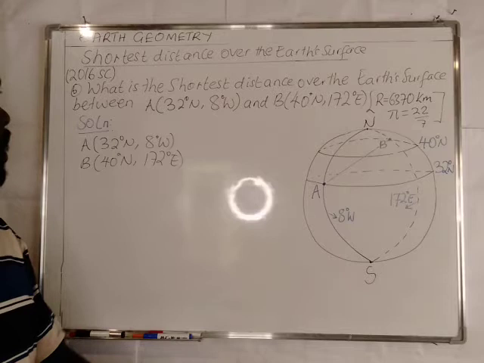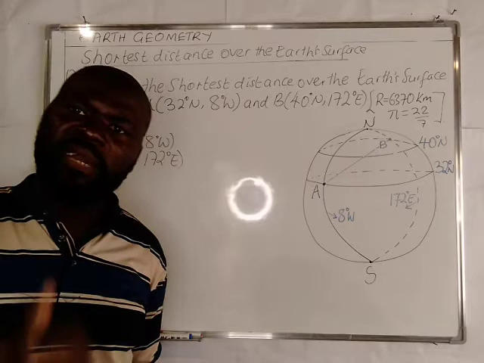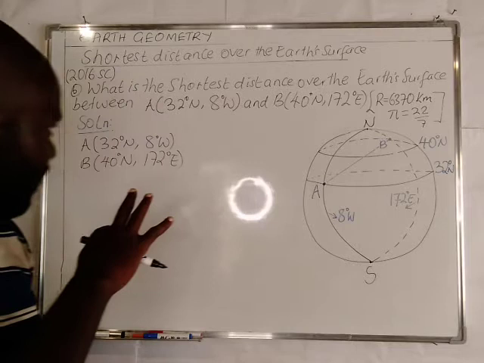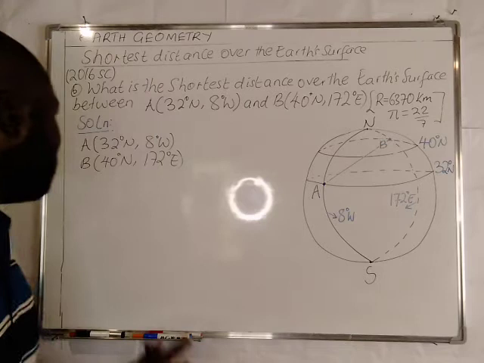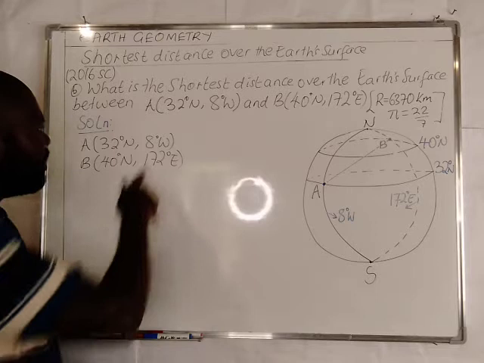Looking at the coordinates that these places have, it's somehow confusing to note that it seems everything, longitudes, latitudes, are different. By the look of things, you have 32, you have 40, you have 8, you have 172. Now, in this case, not everything is different. You can see we have 8 degrees west and 172 degrees east. This is actually the same longitude, but on different sides of the Earth.